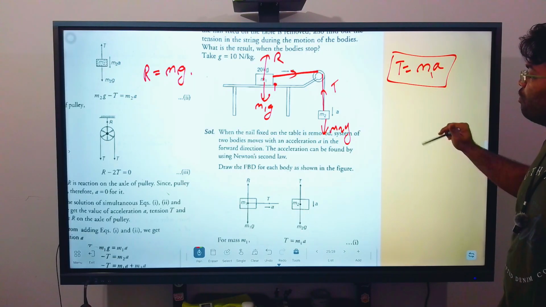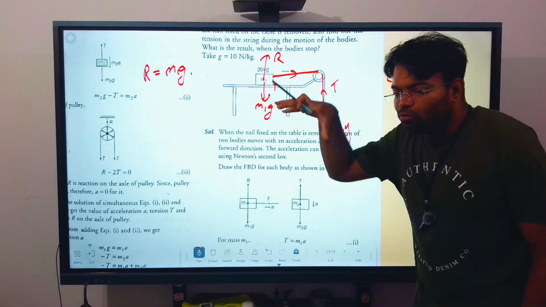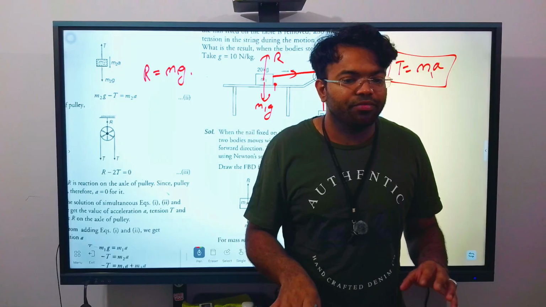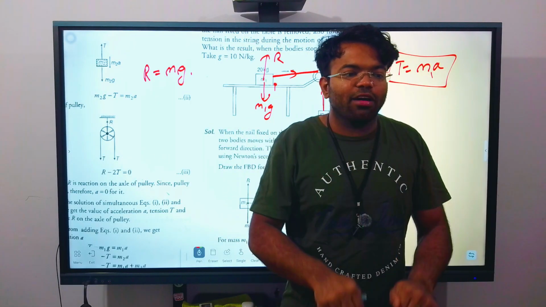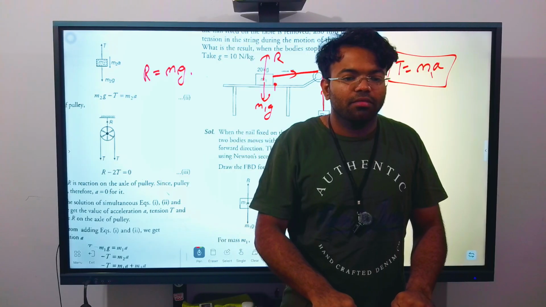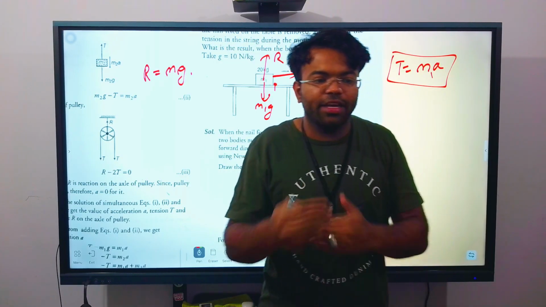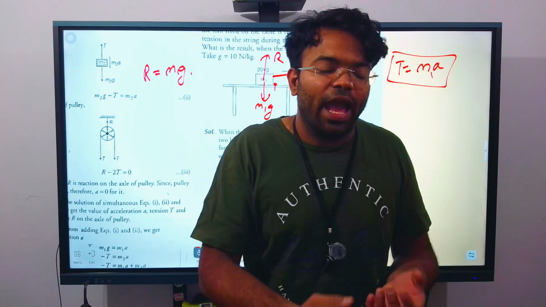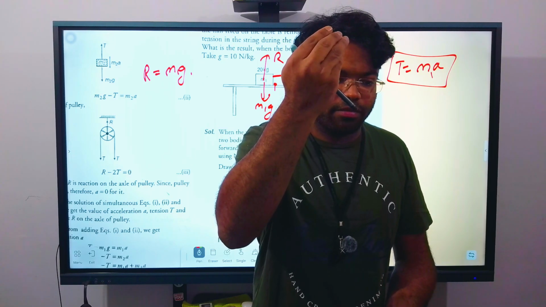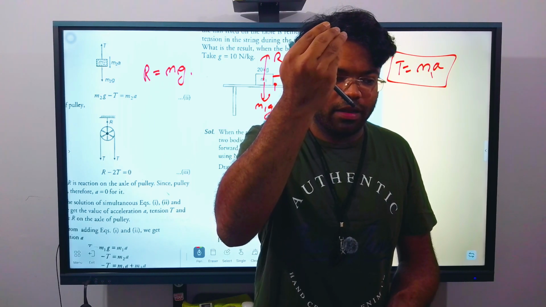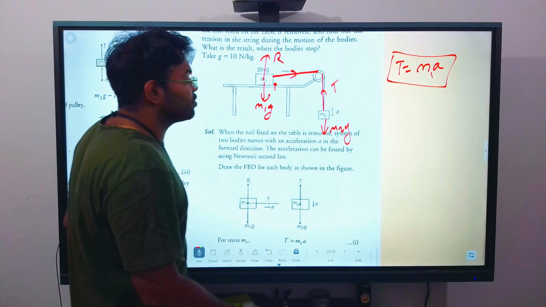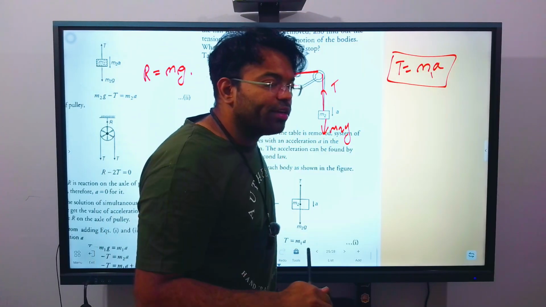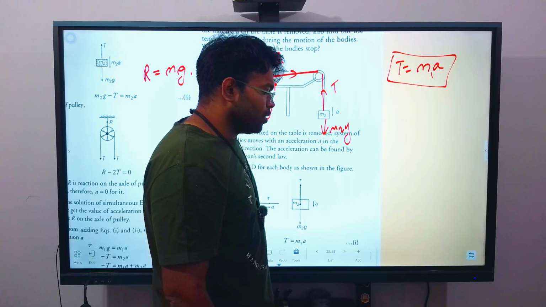And for the second body, we know that the body is moving downwards. If the body is moving downwards, then what will be the equation? What is the force that is acting downwards? What? I can't hear you. Can you speak up louder? Yeah, mg. And what is the upward force? The tension. No, it's not the normal force, Rupert. It is tension.